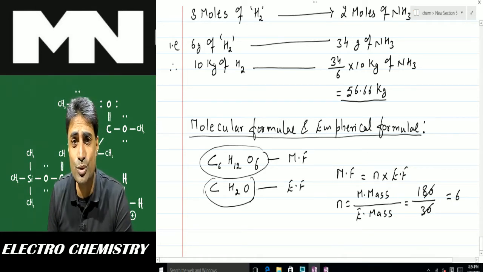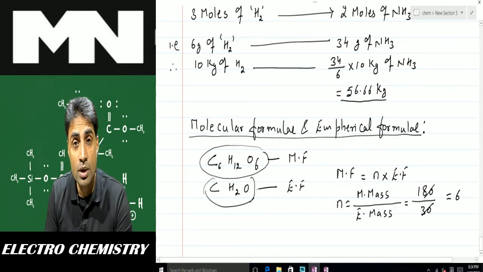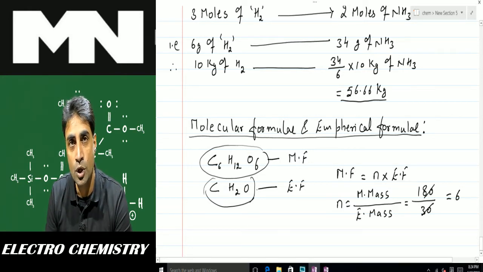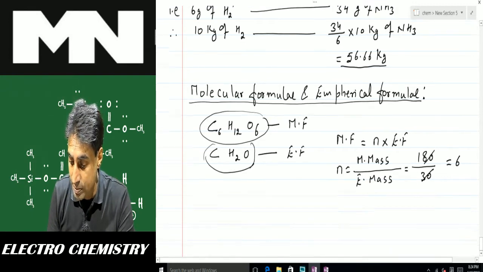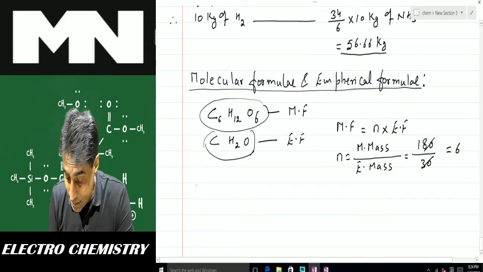Now the question comes to our mind, how to calculate the empirical formula. Well, students, if it is asked that you have to calculate the empirical formula, then you have to calculate it. But if you have been asked to calculate the molecular formula, then also you have to calculate the empirical formula first, then multiply it by n, and only then you will get the molecular formula. So we'll see how to calculate the empirical formula. For that you need to draw a table.